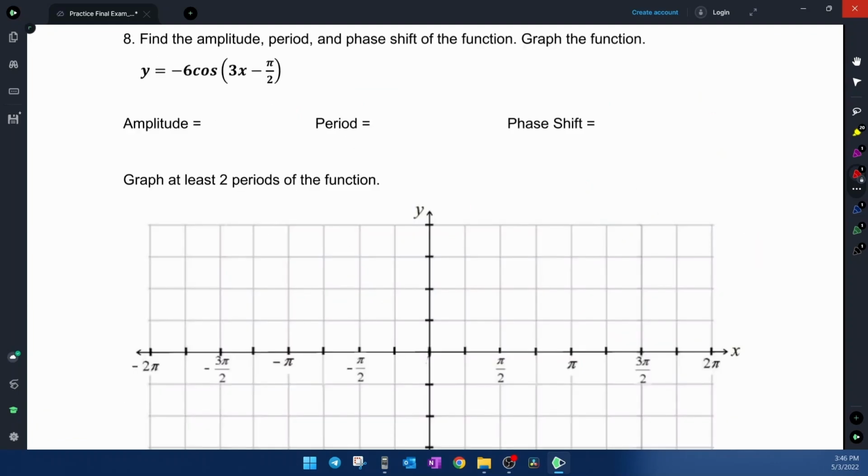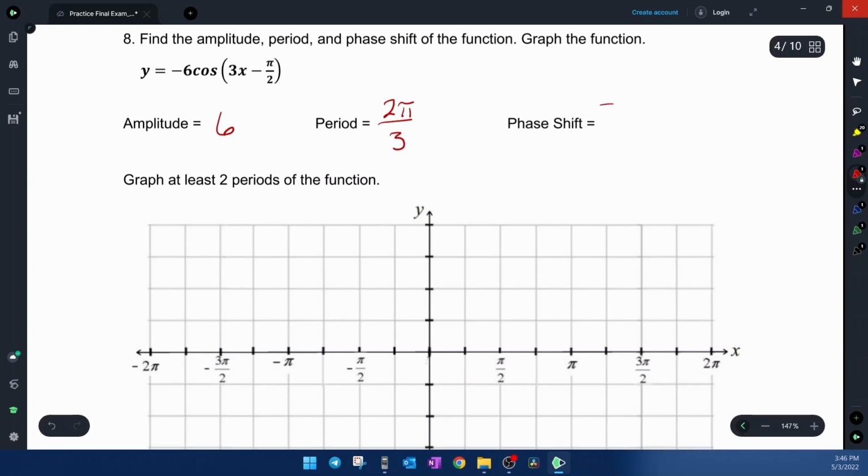Next problem, number 8. Find the amplitude, period, and the phase shift. Here we're given a cosine function. So we know for sine or cosine, the amplitude is the absolute value of the lead coefficient. That's going to give us an amplitude of 6. Next, the period for sine or cosine is 2 pi over b. B is the coefficient of x. So that's going to give us a 3. And that will not reduce. So that's going to be our period.